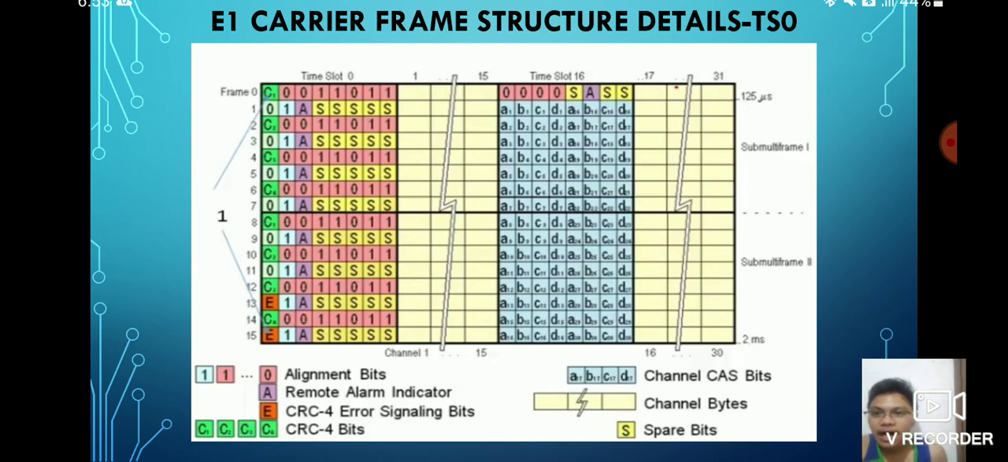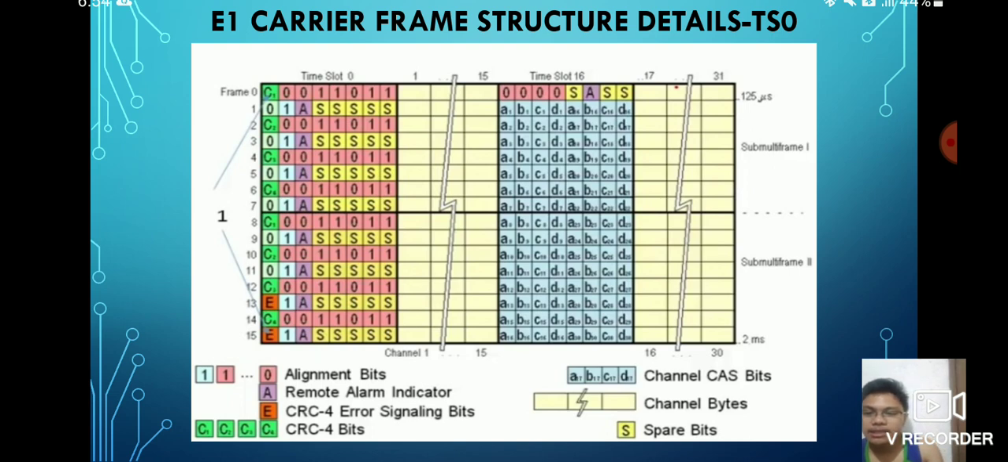With this, we have the E1 carrier frame structure details, time slot 0. The time slot 0 is for synchronization and transmission management. The first bit here in TS0 is the FAS frame, or the frame alignment signal. And it is used for international use. If not used, it should be set to 1.